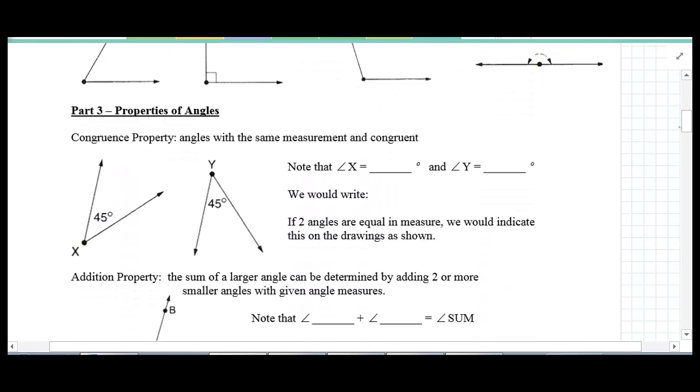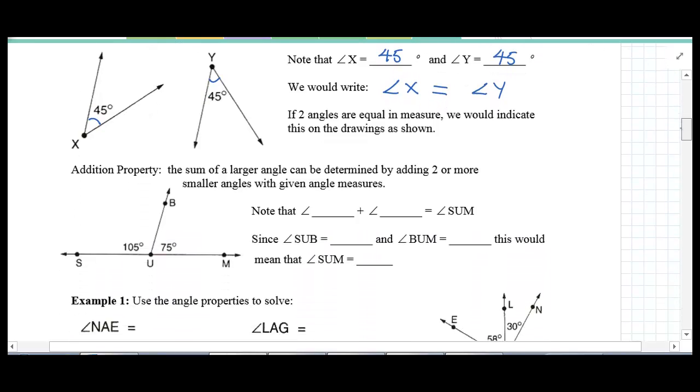Some properties of angles. Yeah, we're moving fast. There's something called the congruence property. That just means angles with the same measurement are congruent. Congruent just means same. So in this case, angle X, you look at the diagram, says 45 degrees, and angle Y is also 45 degrees. They are the same, so we write it as angle X, and the congruent symbol is an equal sign with this curvy little line up top. That's the sign that says congruent. So it's congruent to angle Y. And by the way, we can also indicate that on the drawing. A lot of times we just do a little curve here and a little curve here. That shows that those two are the same.